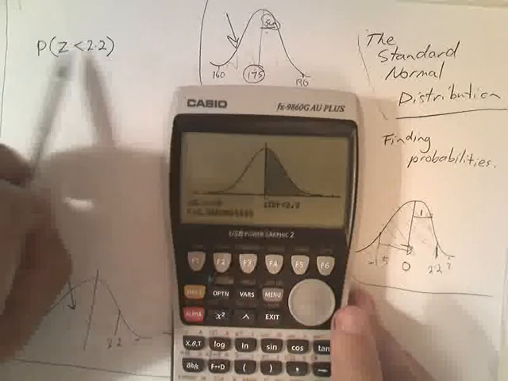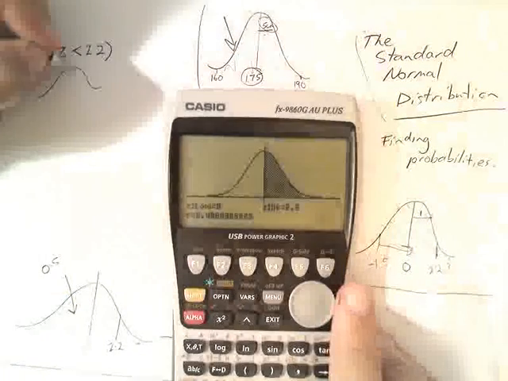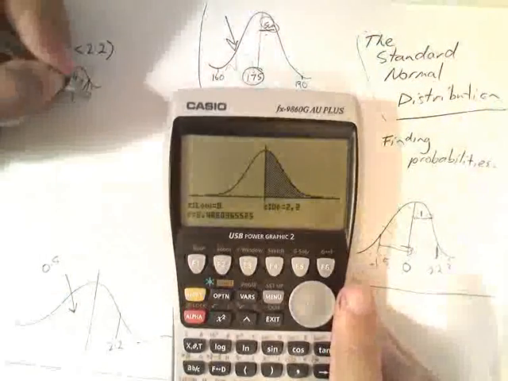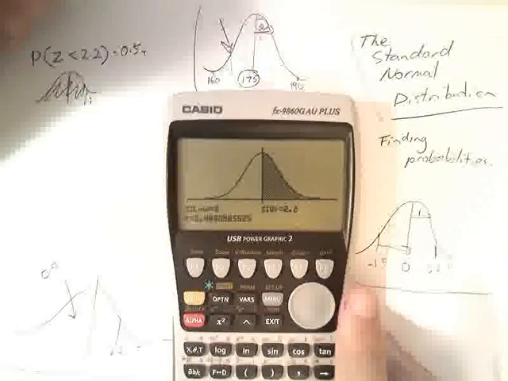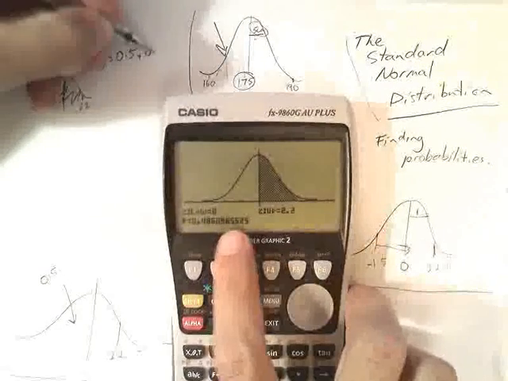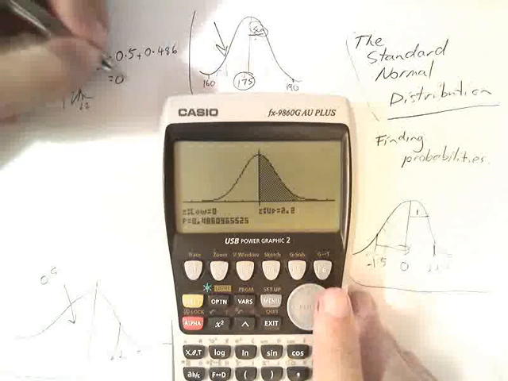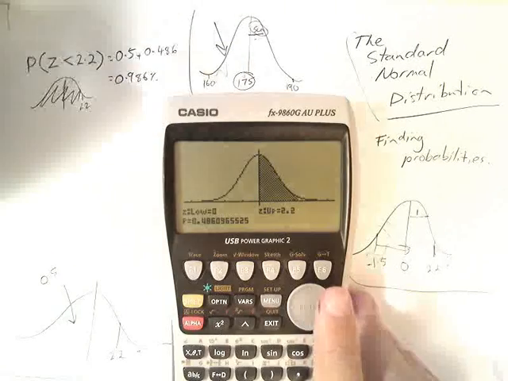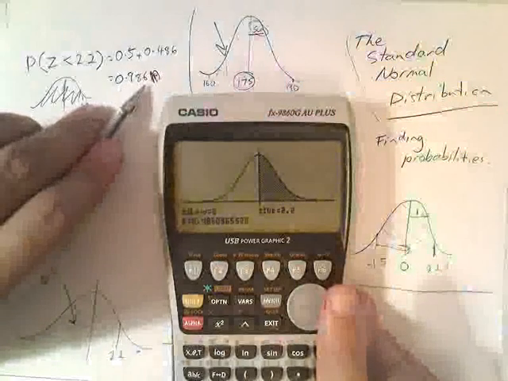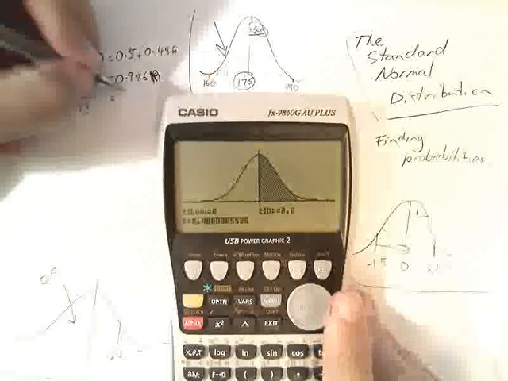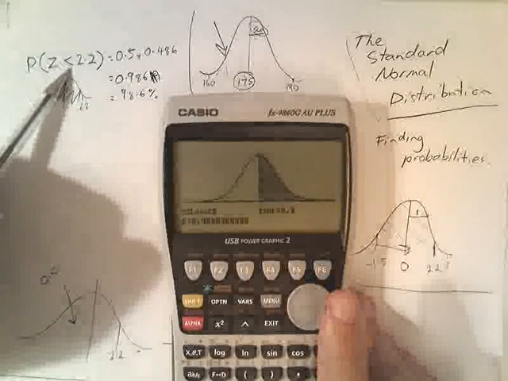So the total probability of Z being less than 2.2, and it's always a good idea to draw these, is equal to 0.5 plus 0.486. That's going to be 0.986. So there's a, not percent, there's a 0.986 chance. If we wanted to write it as a percentage, we could. It would be 98.6%. So that's the probability that Z is less than 2.2.